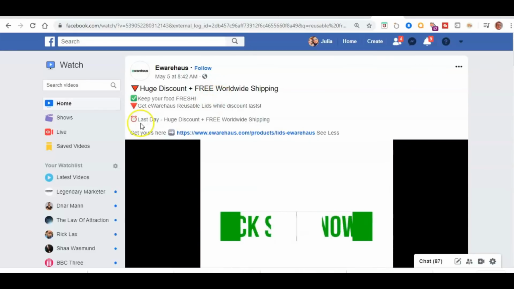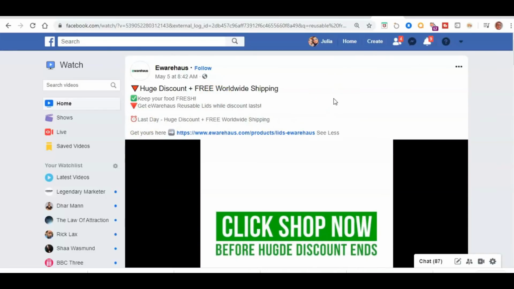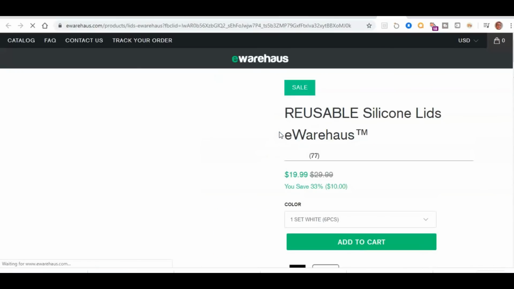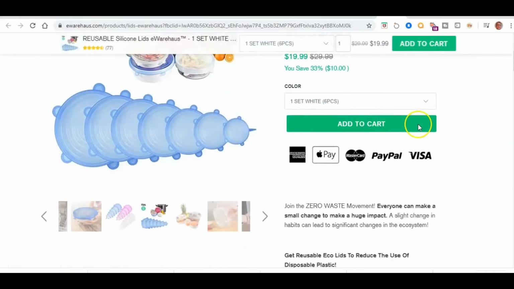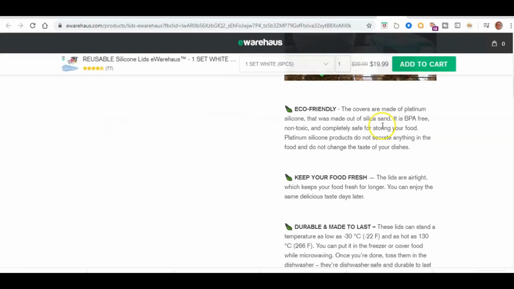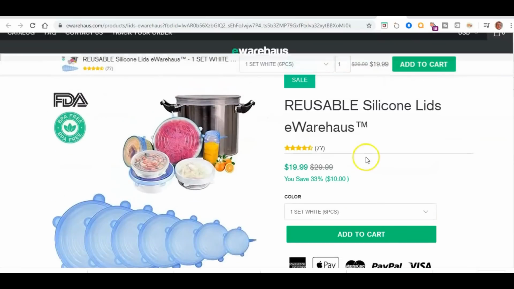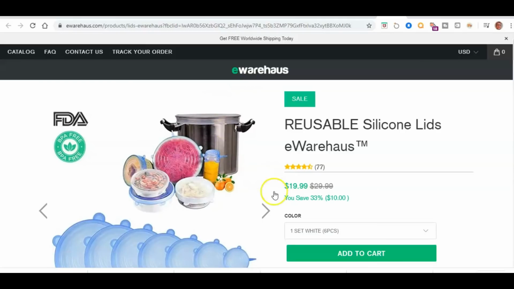So now we're going to do a neat little trick that will help us see more products like this. So we're going to follow the link. Reusable silicone lids. I've seen these products before. I've seen them on Wish. I've seen them around, so it may well be they're obviously very popular. They're very eco-friendly.